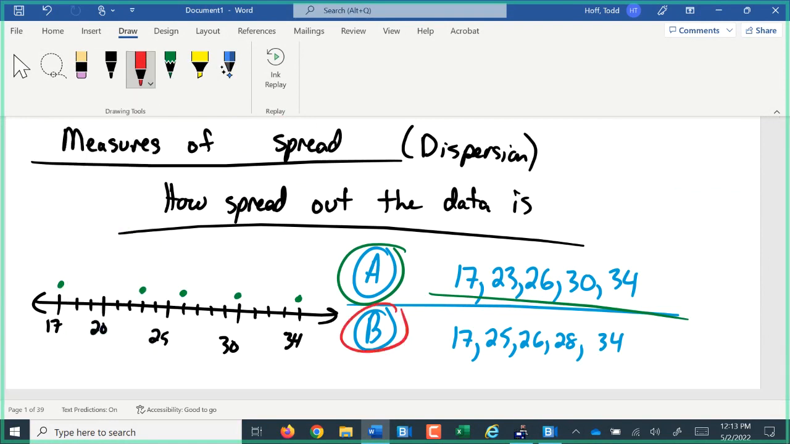I'm going to do set B in red. So I'll do it below the number line here. 17, 25, 26, 28, and 34. Now, as I look at set B, I see that I have a few points really concentrated in the middle, and then just 2 points on the very outside edges. Which one is considered more spread out? That's really the question we look to answer when we calculate measures of spread.